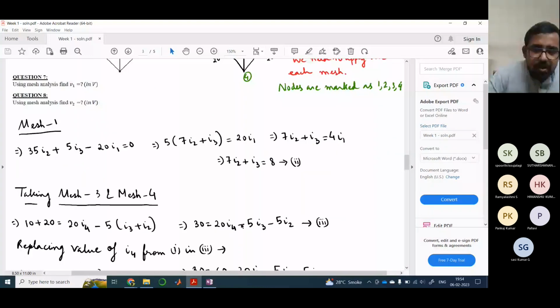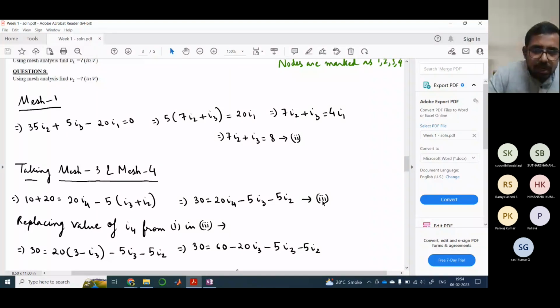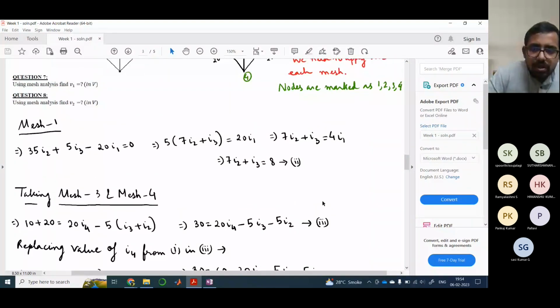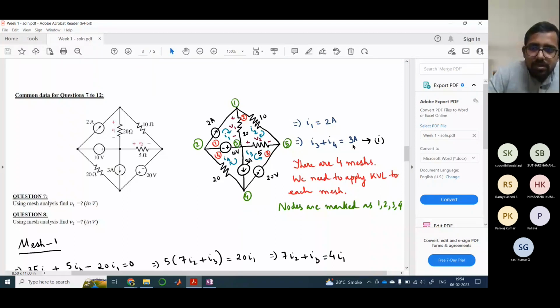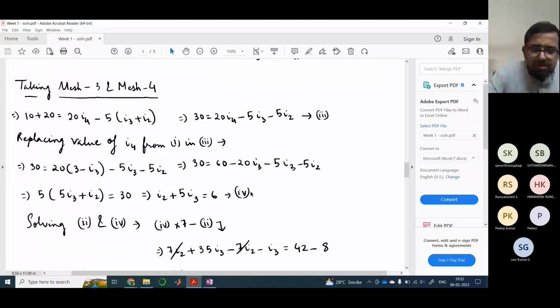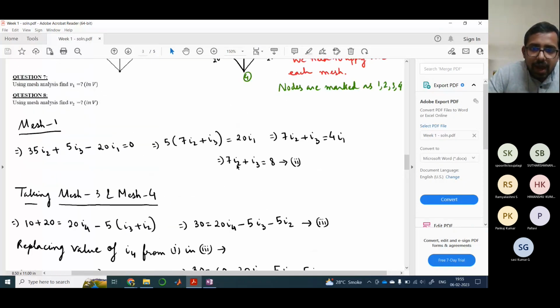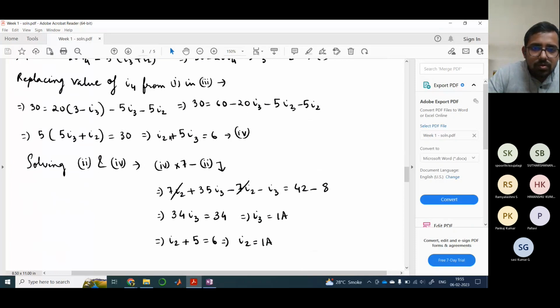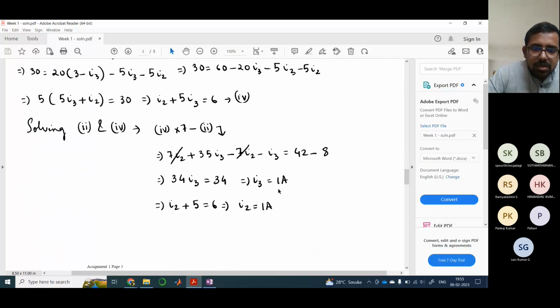After this, you get equation number 3. We got this equation earlier: I3 plus I4 equals 3 amperes. What I did was replace the value of I4 from equation 1 in 3. So I4 would be 3 minus I3, and we solve this and get equation number 4. Now we have equation 2 where we have I2 and I3, and equation 4 also where we have I2 and I3. When we solve these, we get the required values.